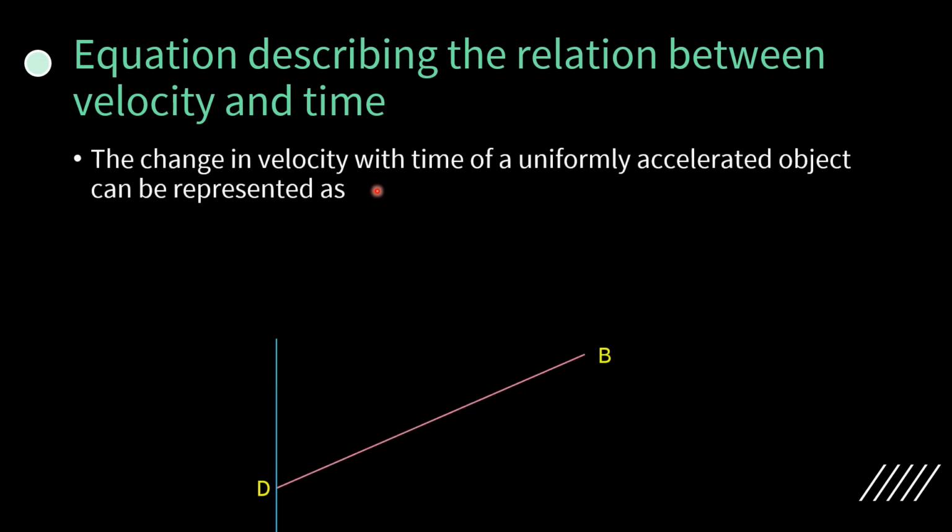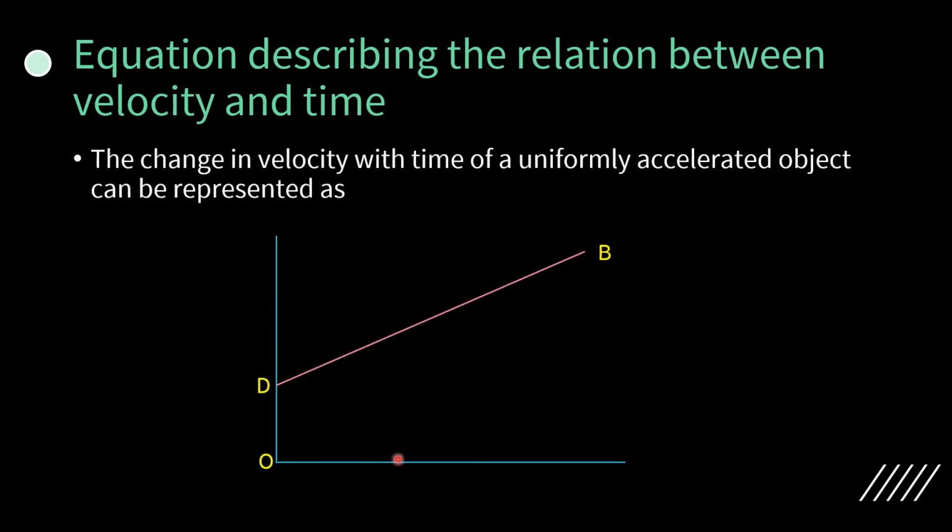First, we are going to learn the equation describing the relation between velocity and time. How we are going to derive this equation using graphical method. Children, let us assume this is the figure that represents change in velocity with time of a uniformly accelerated object. You can see a straight line. This definitely indicates that the object is having a uniform accelerated motion.